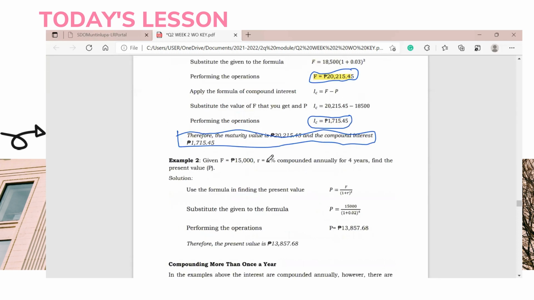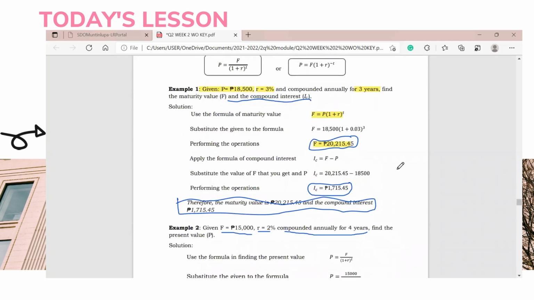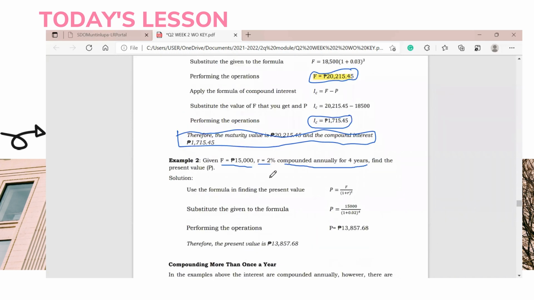For step number 2, sample number 2, given that the future value is 15,000, the rate is 2% compounded annually for 4 years. So, lahat na yung sample natin ay compounded annually. This time, it's 4 years. Kanina, compounded annually for 3 years. Find the present value. So, ang present value, yung nakuha nating formula kanina, derive natin para makuha natin ang present value. At ito yung formula.